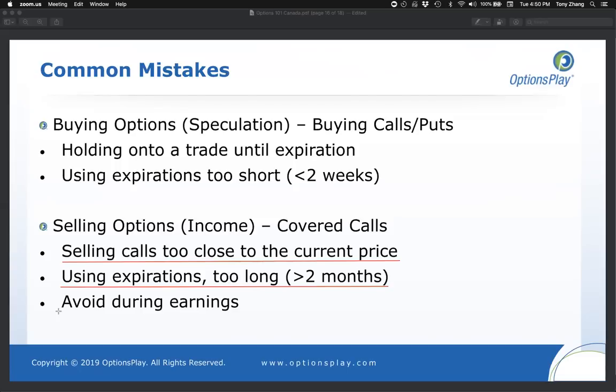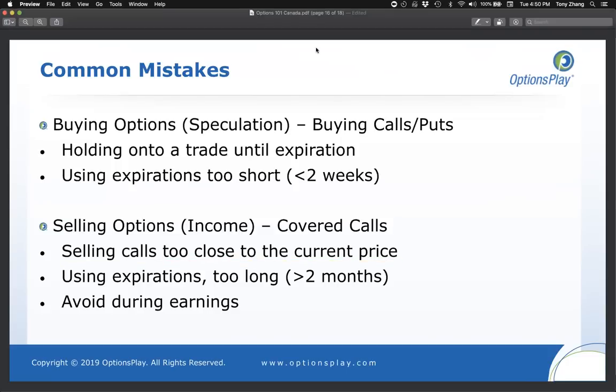And lastly, when you sell options, you generally want to avoid doing so going into earnings. If you have earnings coming up, it's not a good time to sell any type of option strategy, whether you're selling covered calls or, for those of you with more experience, trading other strategies. So those are the common mistakes that people make when they're buying or selling options.